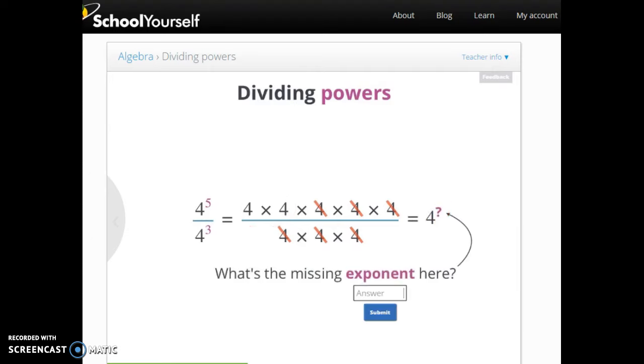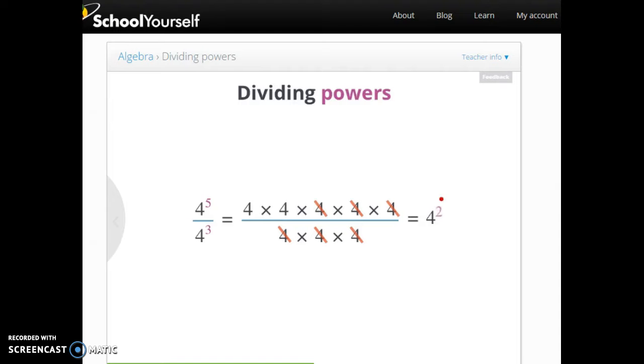Great, so 4 to the 5th divided by 4 to the 3rd equals 4 squared. You can think of this as starting with 5 4s being multiplied together, and then you're canceling out 3 of them. And that leaves 5 minus 3 4s that you're still multiplying together. So this exponent in the answer is 5 minus 3, or 2.